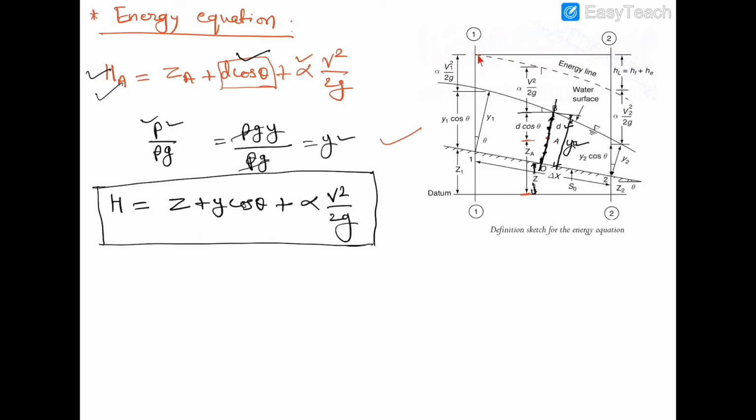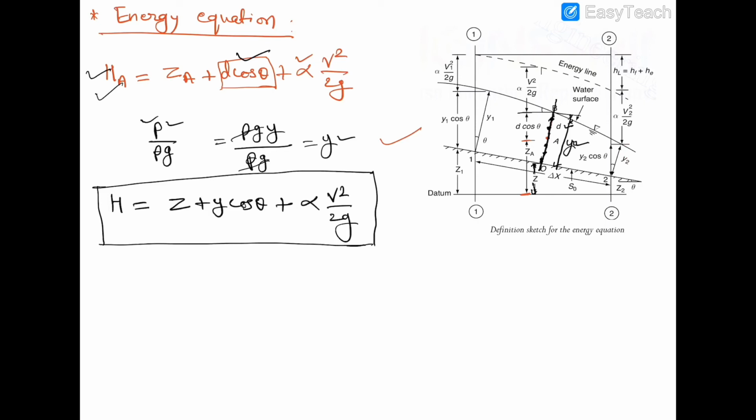Suppose we consider this point. This point represents the total energy at a section which passes through the point 1. Remember, this section is normal to the bed. This point is not representing the total energy at any point we are taking at this section. So this point represents the total energy at this section, and it is passing through the point 1. In a similar way, this point represents the total energy at this section. Clear?